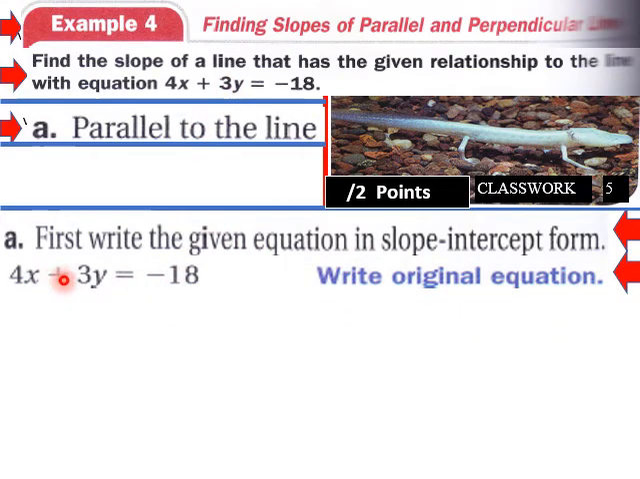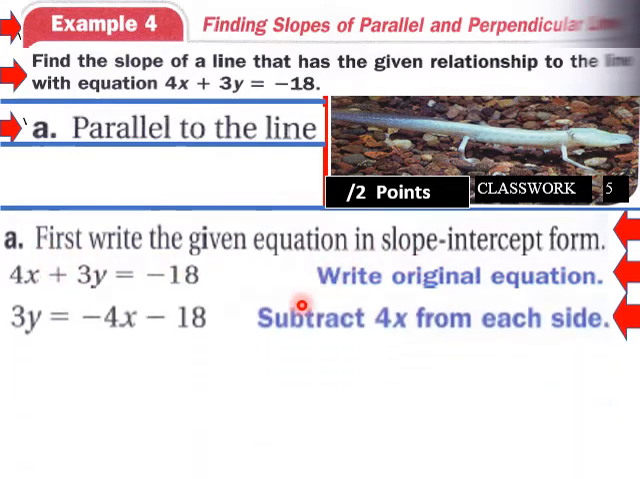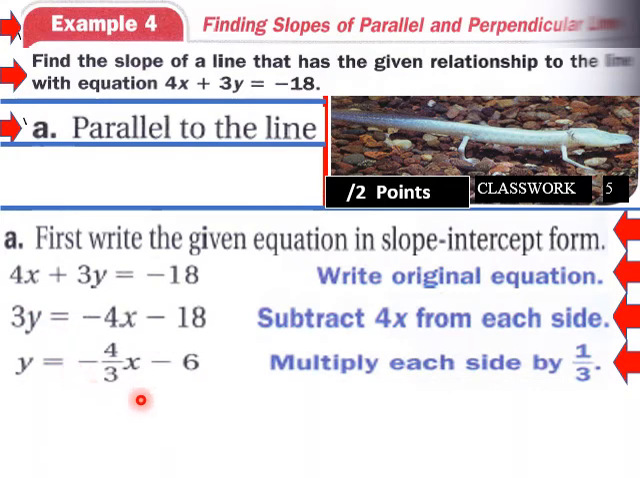Here's our original. How do we write it in slope-intercept form? Well, we have to solve for y. So we move our x over to the other side. We subtract 4x from each side. Now we have 3y equals negative 4x minus 18. We need to solve for y. What's our next step? We divide each side by 3.